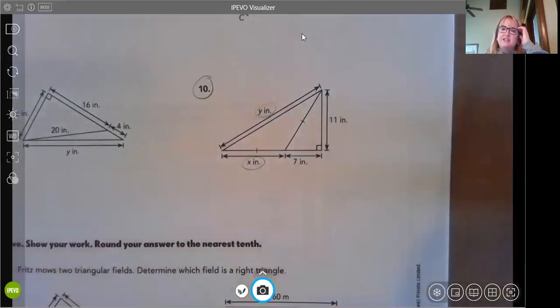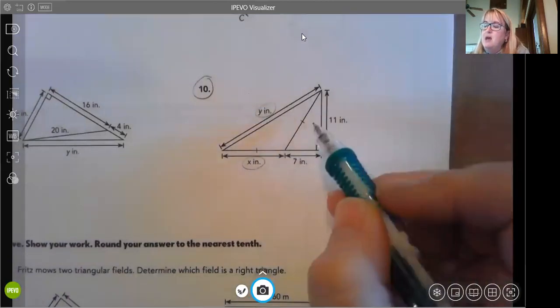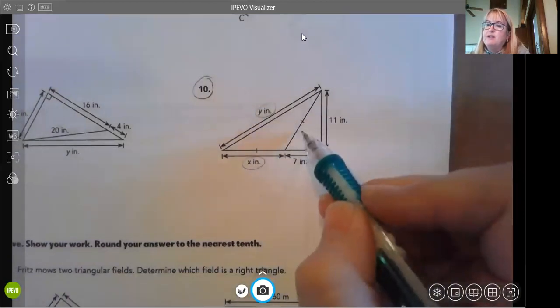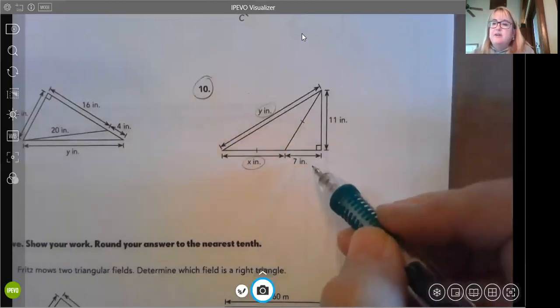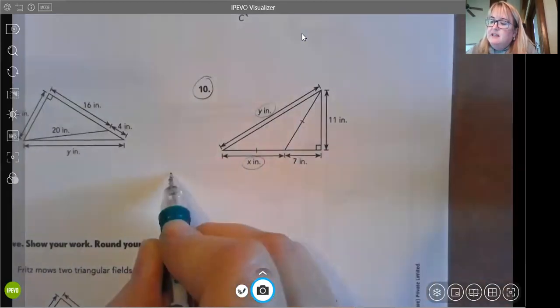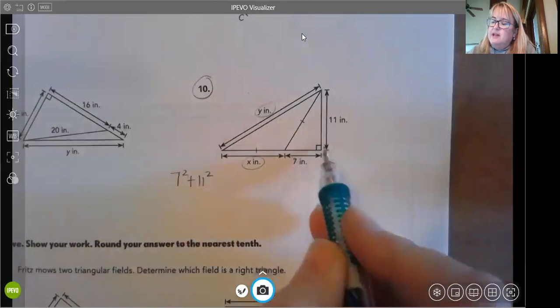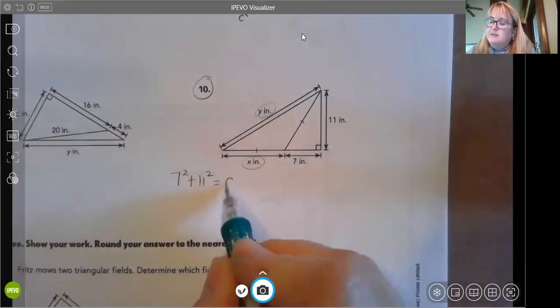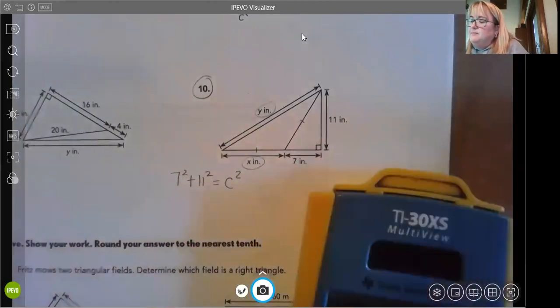Okay, so let's start with our small one. That's the only place we can start. Our unknown is this one. What is our unknown? Well, it is the hypotenuse. We know the legs. So I am going to put 7 squared plus 11 squared. Those are the two legs. That equals, I'm going to just put c squared for that one. So get our calculator out.